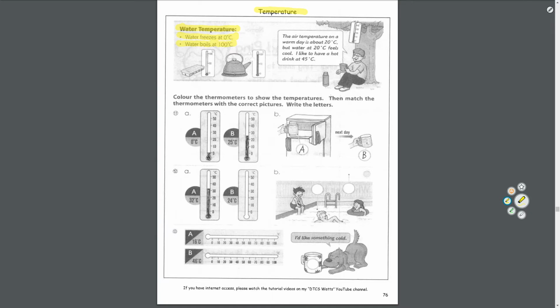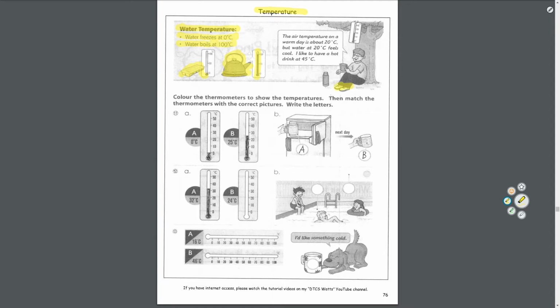Okay, so when you put water in the freezer, it turns into ice cubes because it's 0 degrees or colder. And in a kettle for making tea or hot chocolate, the water begins to boil after it's 100 degrees or more. That's very, very hot.